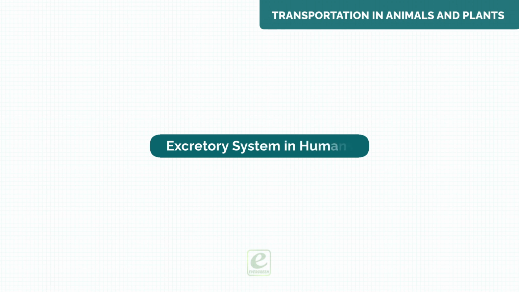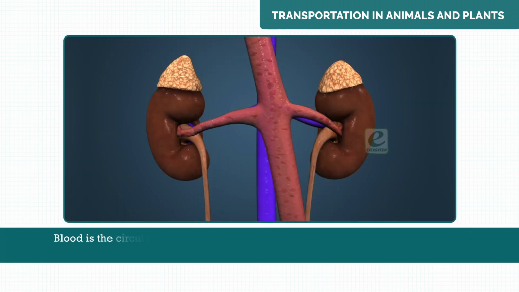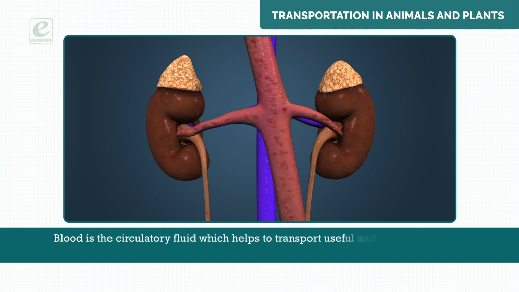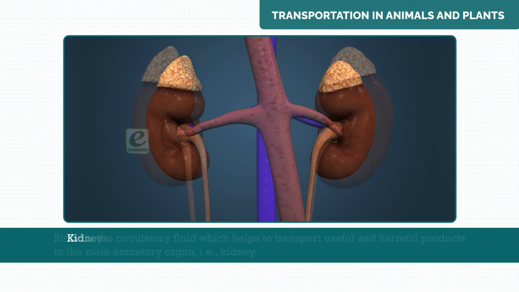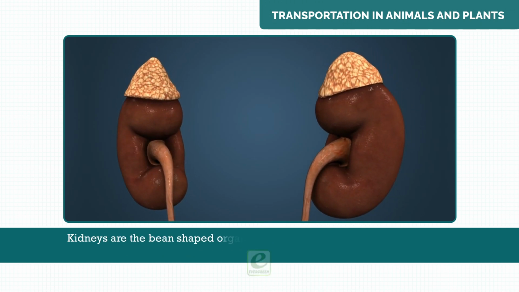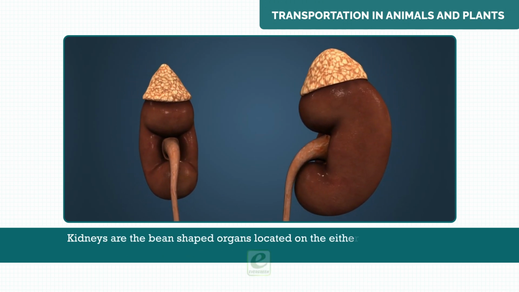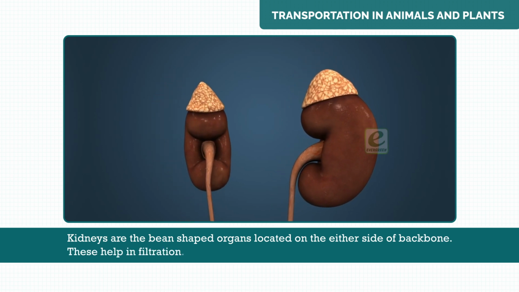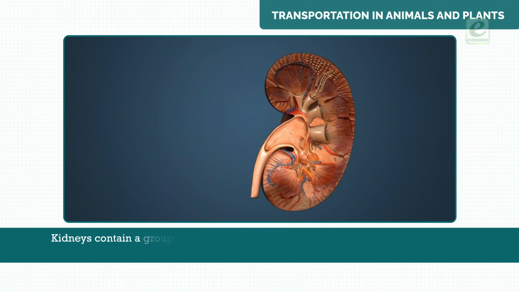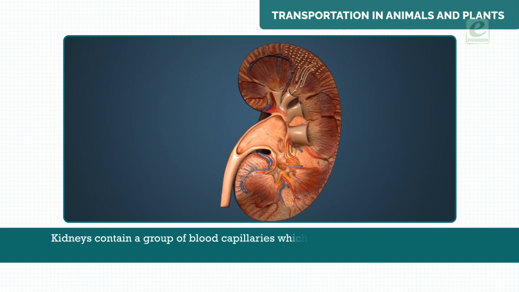Excretory system in humans. Blood is the circulatory fluid which helps to transport useful and harmful products to the main excretory organ, that is kidney. Kidneys are the bean-shaped organs located on either side of the backbone. These help in filtration. Kidneys contain a group of blood capillaries which bring about this process.